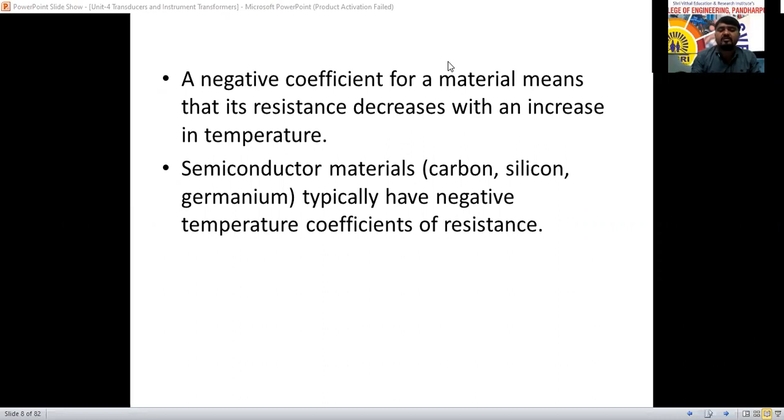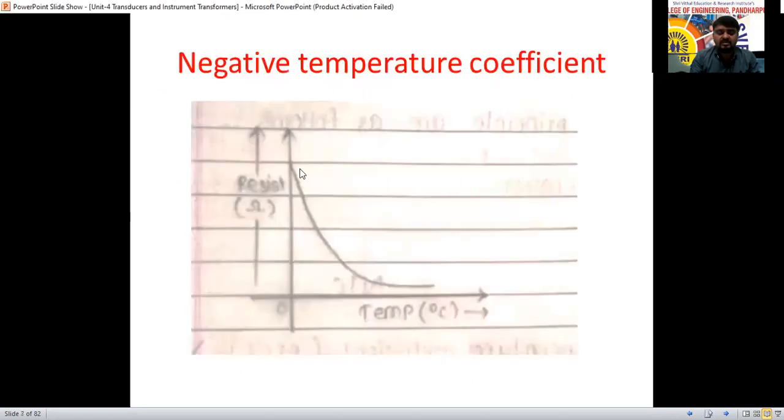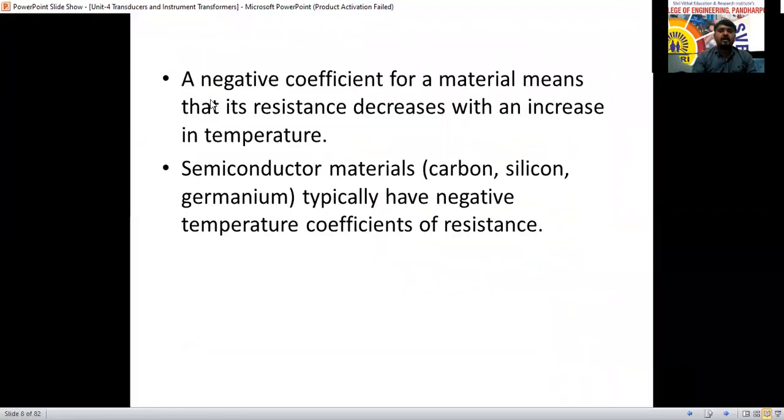So the negative temperature coefficient is applicable for semiconductor materials here. Initially they have high resistance, and as the temperature increases, the resistance of that material starts to decrease. A negative coefficient for a material means that its resistance decreases with an increase in temperature. It is the opposite of the positive temperature coefficient. For increasing temperature, resistance increases: positive temperature coefficient. For increasing temperature, resistance decreases: that is called negative temperature coefficient.